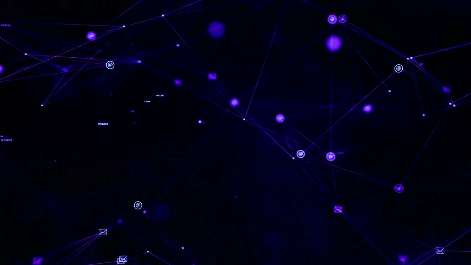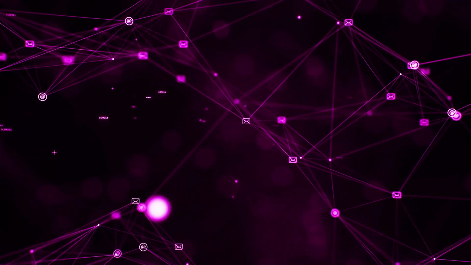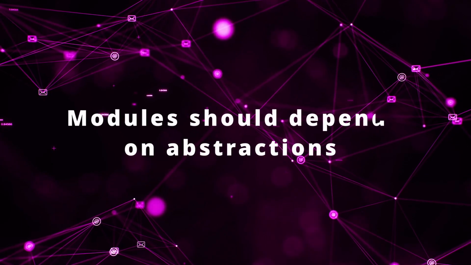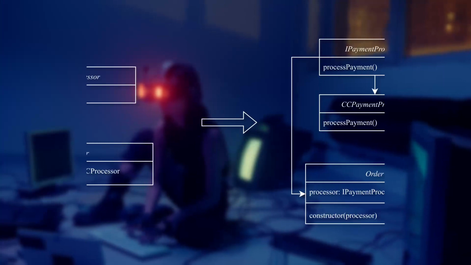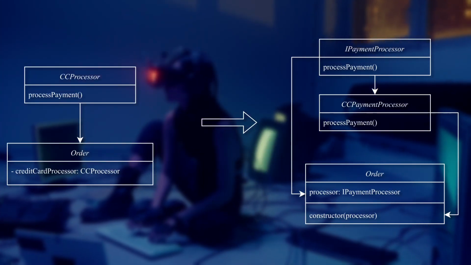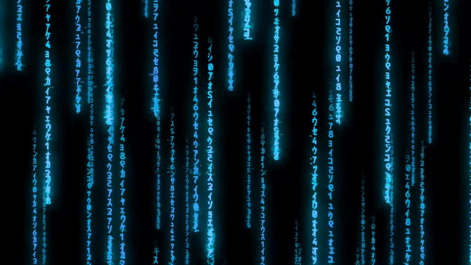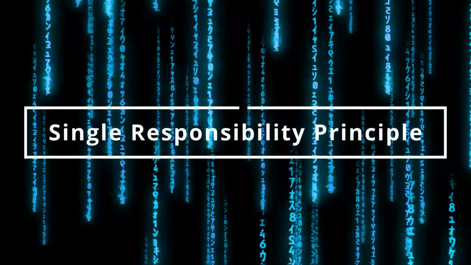to unnecessary dependencies. Dependency Inversion Principle, DIP. High-level modules should not depend on low-level modules. Both should depend on abstractions. This principle promotes loose coupling and emphasizes the importance of coding to interfaces rather than concrete implementations. Let us now examine each premise in further depth, beginning with the Single Responsibility Principle.